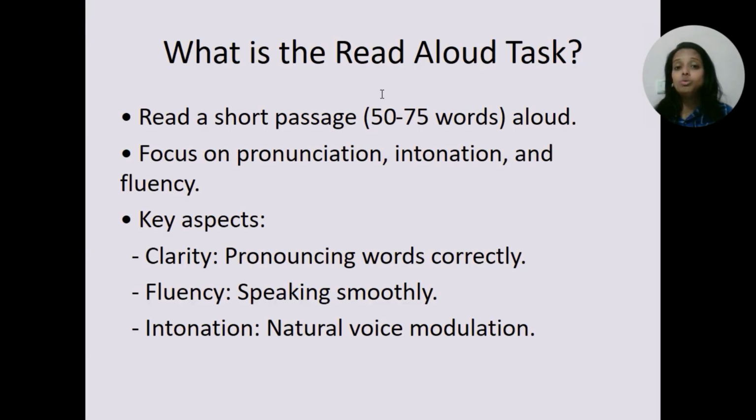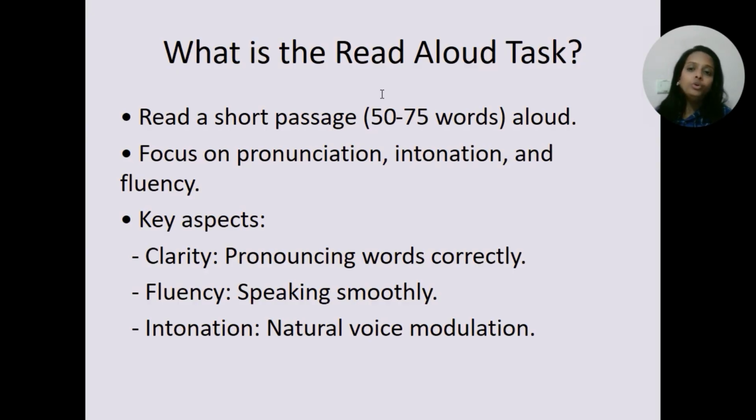The examiners are looking for clear pronunciation, correct intonation, and smooth fluency. So, while you read the passage, you will need to focus on clarity, which means pronouncing the words correctly, and fluency, which means speaking smoothly without unnecessary pauses or stumbles, and intonation, using natural rises and falls in your voice to make it sound engaging.